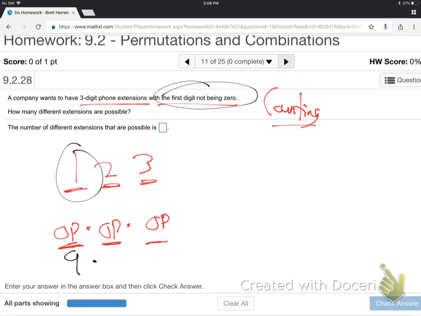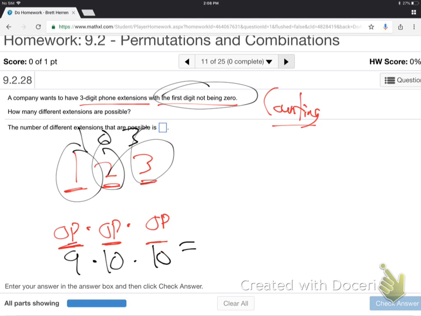For your next decision, we chose 2. How many options did we have for our second decision? 10. Now 0 is in the ball game. 1 through 9 and 0. We could have chosen 103, couldn't we? That would be a valid phone extension. That's 10 options for the second digit. You agree with me? And for our third decision, we chose 3. How many options did we have there?